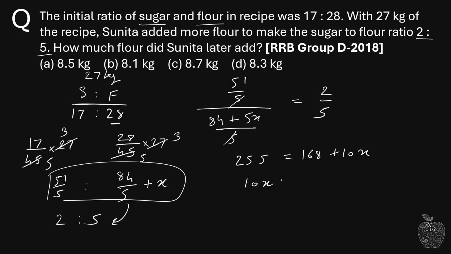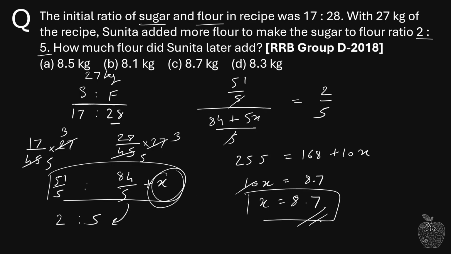So I have 10x is equal to 255 minus 168, which will give me 87. And I'll add a decimal point here to get rid of this 10. So I get the value of x, which is 8.7. The question is asking how much flour did Sunita later add. Sunita added x amount of flour and the value of x here is 8.7. So that means this is our required answer here. Option C is the correct one.